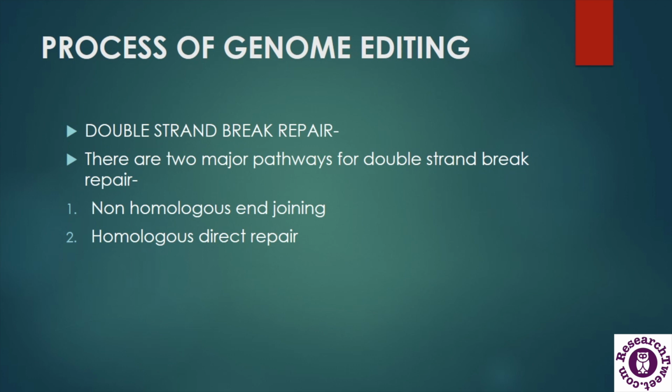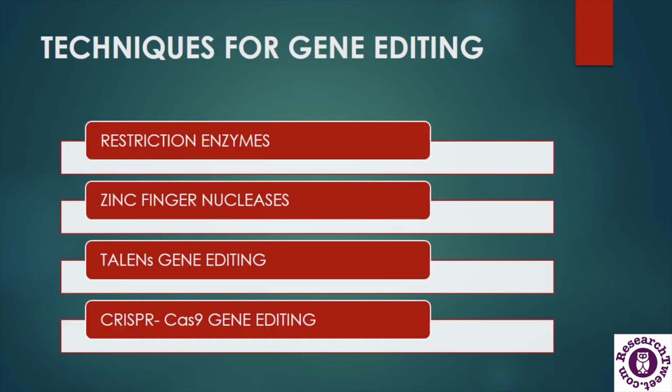Both the pathways are repair mechanisms which are found in DNA molecules. In the case of non-homologous end joining, the pathway repairs double strand breaks in DNA without any template, and it is called a knockout mechanism. And in the case of homology directed repair, it requires a template to join the breaks of the DNA molecule. So these are the two major pathways for the process of genome editing.